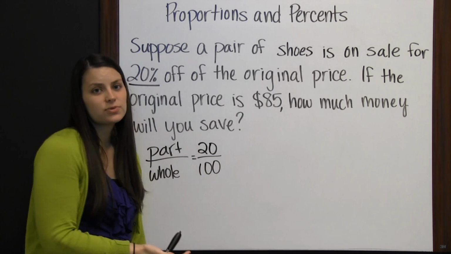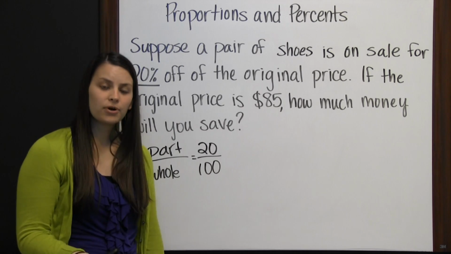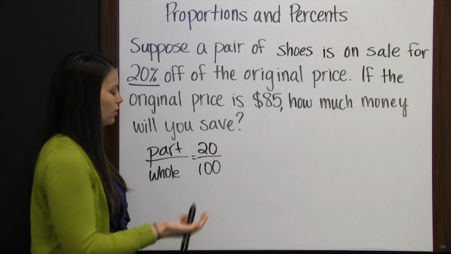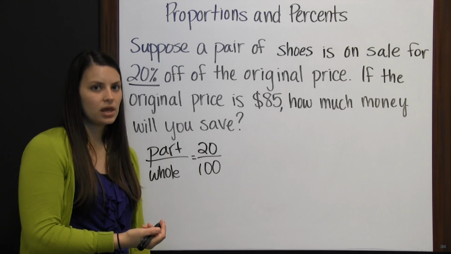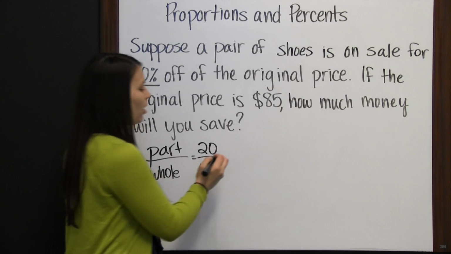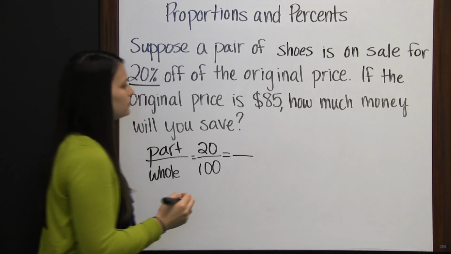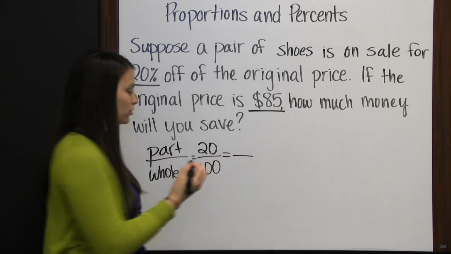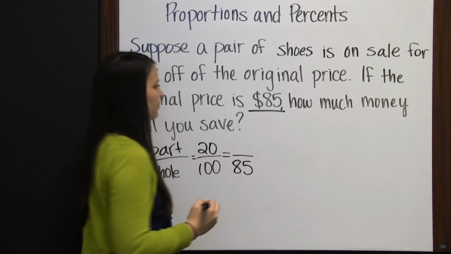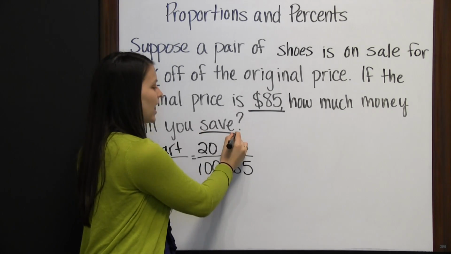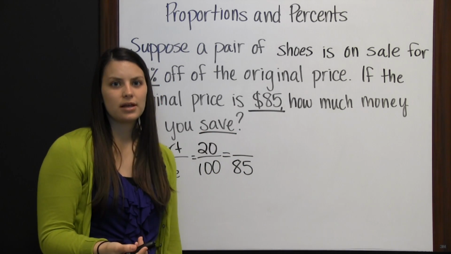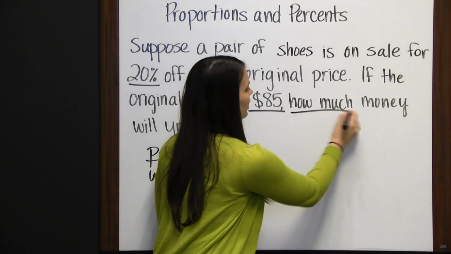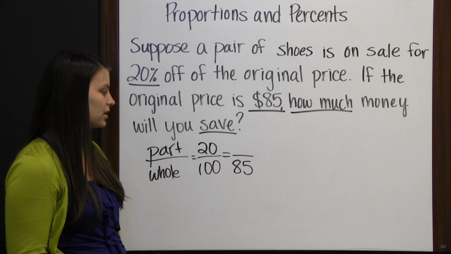And now we've set up our first ratio. And the key with proportions is to be consistent with your ratios. So since our first ratio is the part out of the whole, then our second ratio also needs to be the part out of the whole. The whole in this case being your price. That's the total cost, so that's your whole. That's your denominator, 85. And then how much money you save is going to be your part, because you're only going to save part of the whole. And since that's what we're trying to find, how much money will you save, that's going to be our variable.